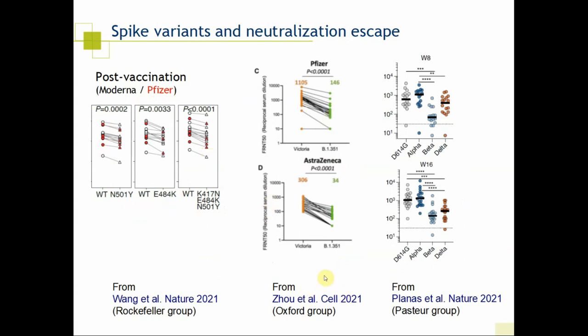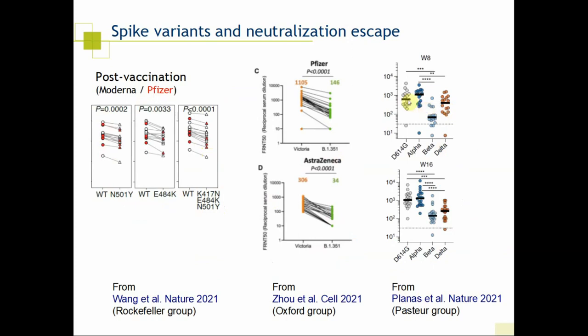Similar study here from the Oxford group, once again you lose a factor of about 10 against the beta variant. And similar results from the group at Pasteur working with Olivier Schwartz. One of the things that's interesting here is that this is one of the first studies to test the Delta variant. So in fact, the Delta variant is not the best at escaping neutralization.